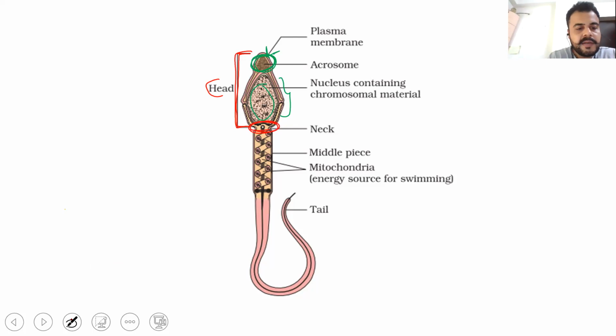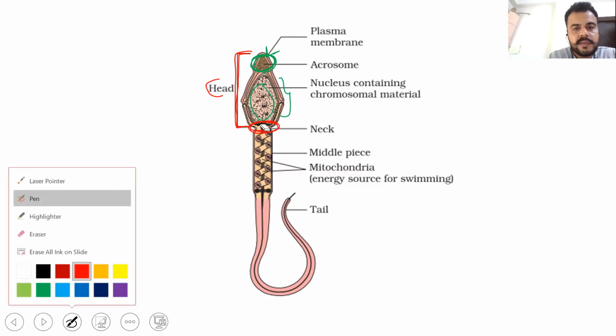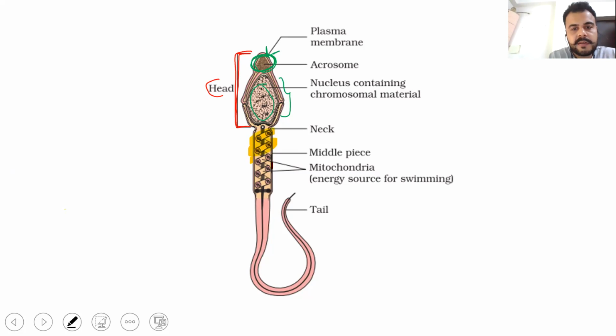In this neck part, you will see something termed as centriole and mitochondria. Let me highlight. If you can see this part, these are mitochondria.